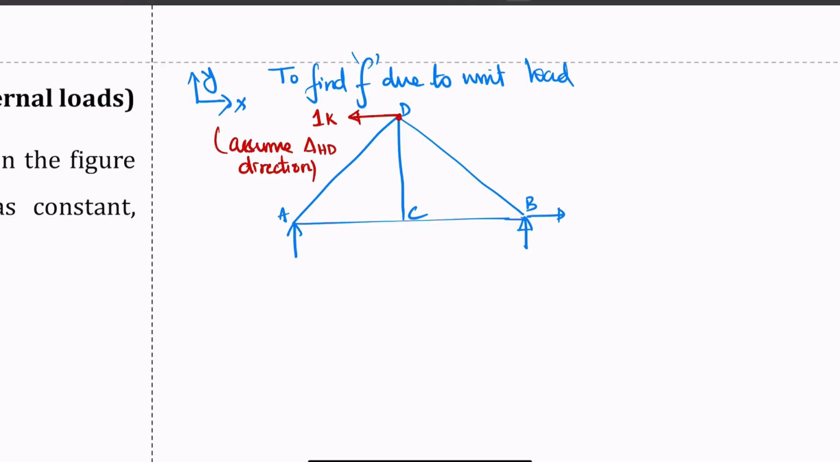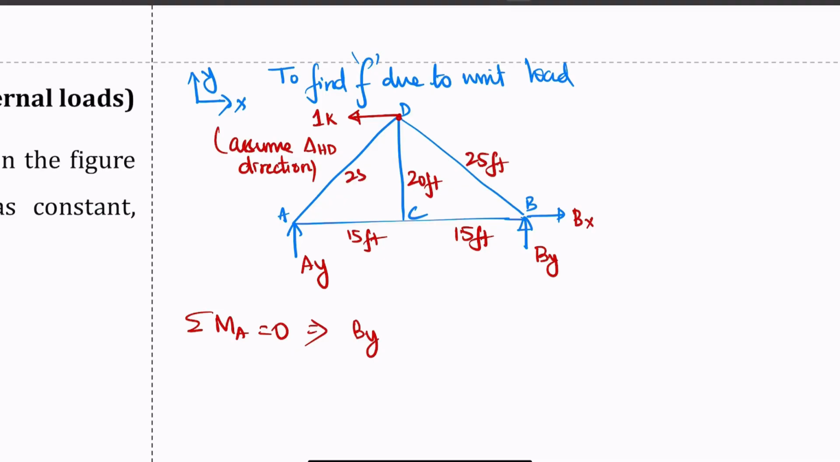Now we are going to use equilibrium equations to find all the support reactions. This will be your Py, this is Px, and this is Ay. If we take summation of MA equal to 0, this is 15 feet, this is 15 feet, and this is 20 feet, and this will be 25 feet, and this will be 25 feet, and this will be my theta, this also my theta. So sine theta will be equal to 20 by 25, and cos theta will be 15 by 25.